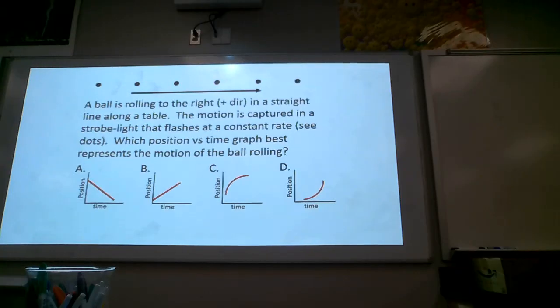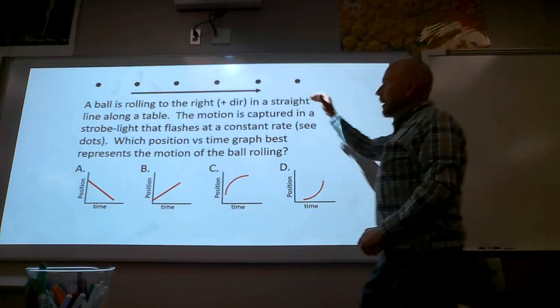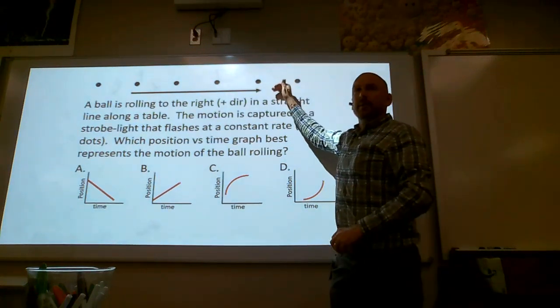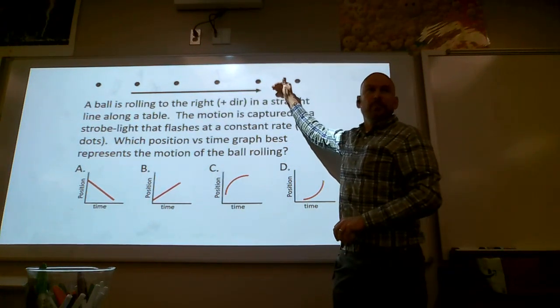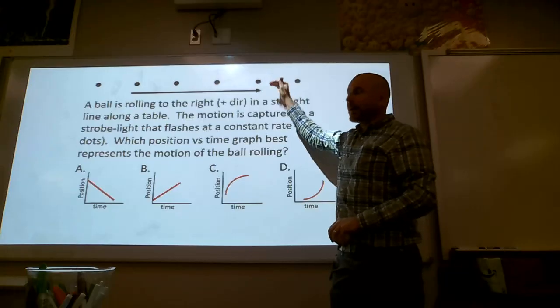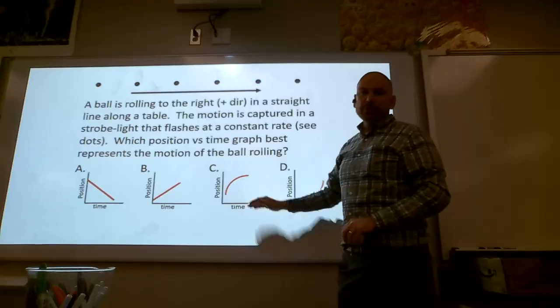Okay. Now, a strobe light diagram is another pictorial way to describe motion. So we've got a strobe light diagram, and we're going to also use a motion graph.